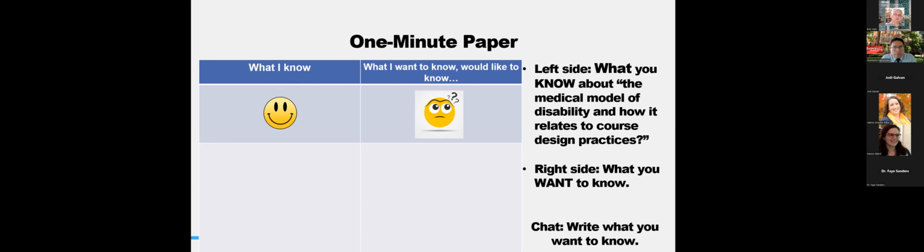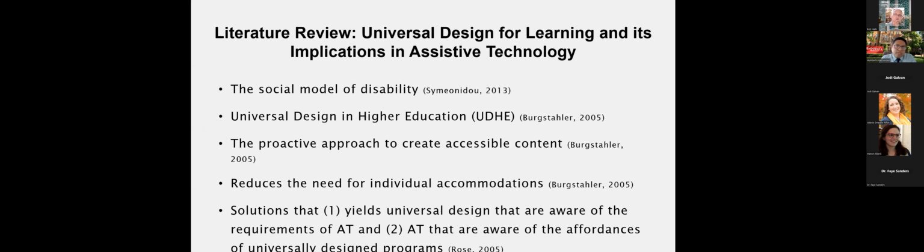So that's why the third theme of this research was universal design for learning and its implications in assistive technology. In this theme, it starts explaining the social model of disability, which is basically the opposite of the medical model of disability. What the social model of disability says is that what makes someone disabled is not their medical condition, but the attitudes and structures of society.